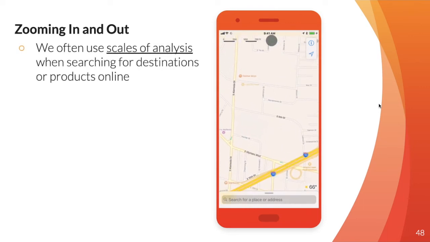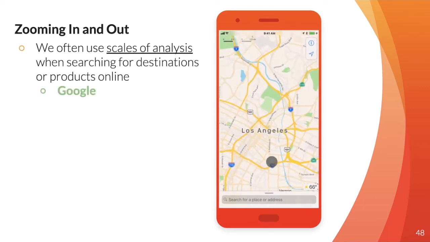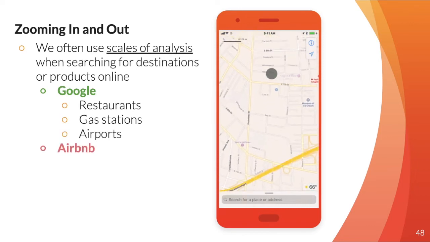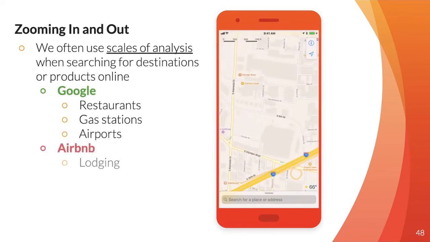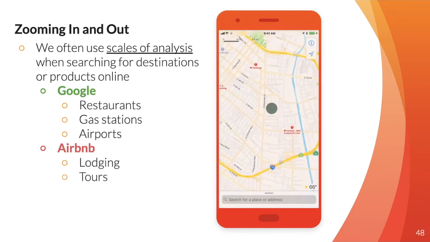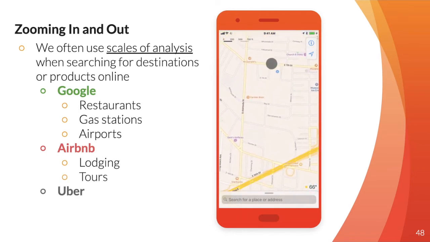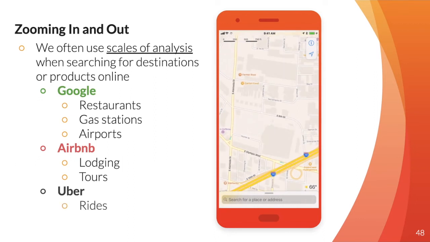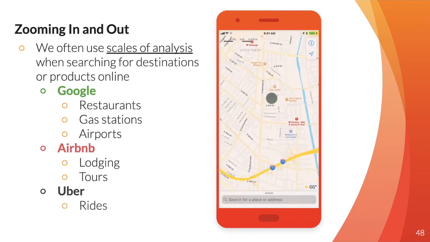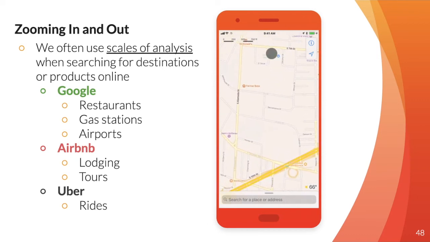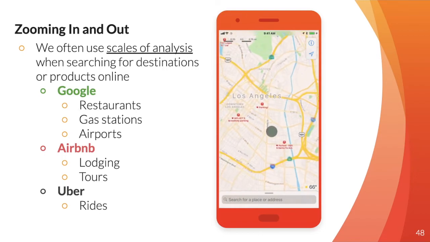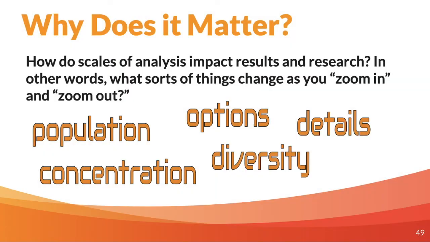And we use this all the time, right? Scales of analysis are used in Google Maps to try and find restaurants, gas stations, airports, what have you. On Airbnb, people use it to find lodging or different tours that they can participate in when they're traveling. Uber, we use it to find rides or other ride services like Lyft, for example. So zooming in and out, we constantly do that, but we don't zoom in and say, oh, I need to change my scales of analysis on this map. We just zoom. So why does it matter?